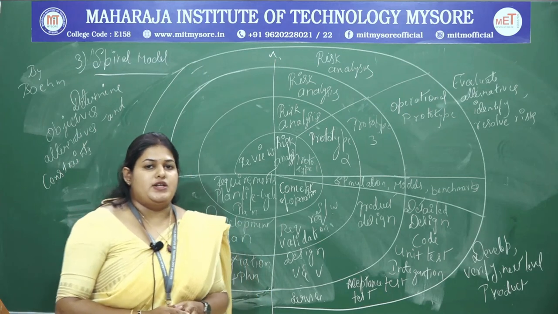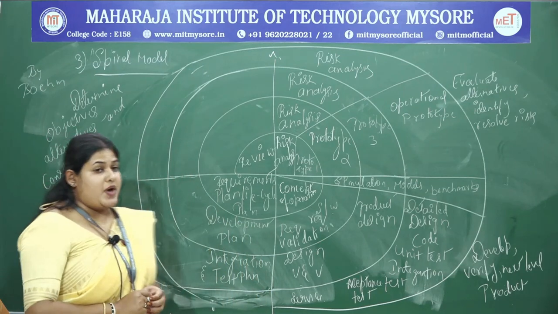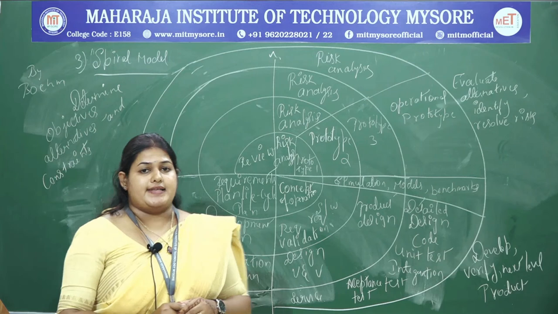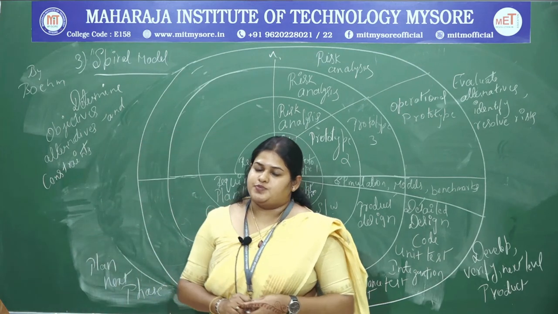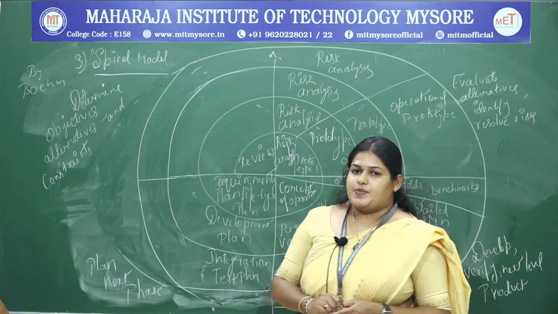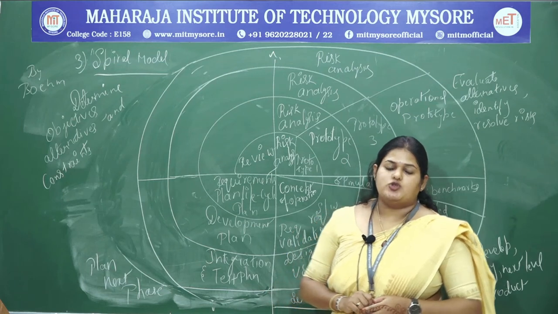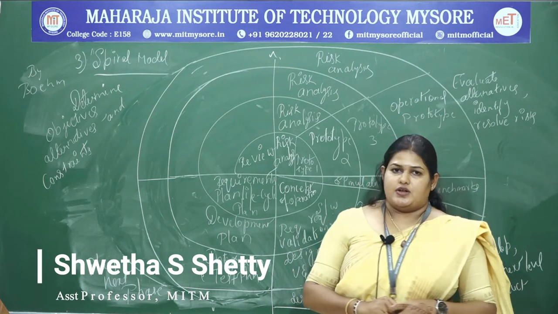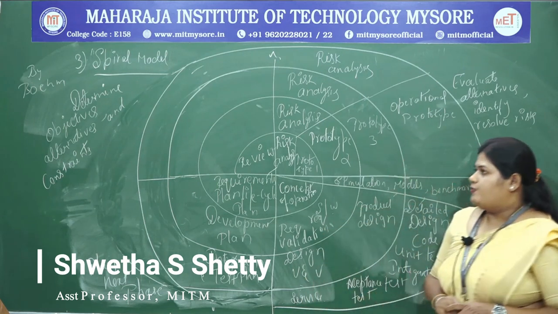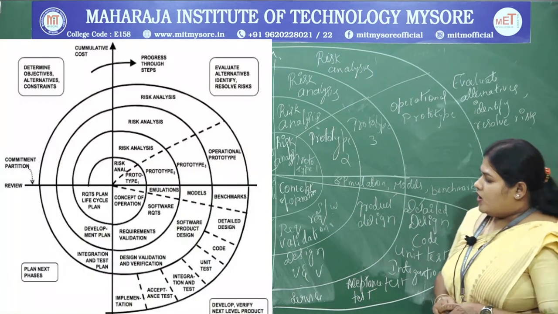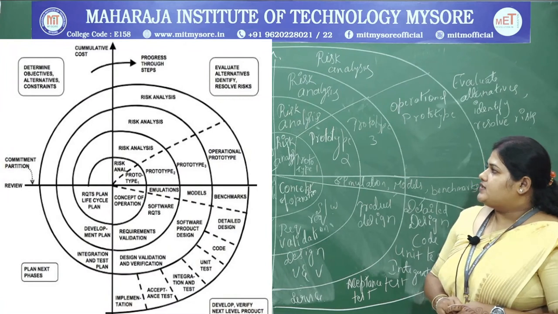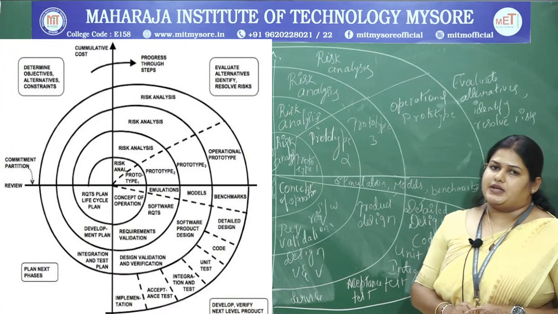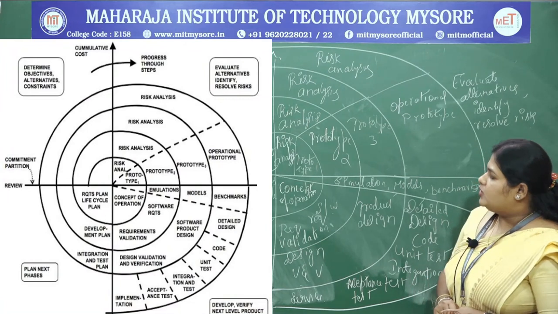So, the next model is the third model, that is the spiral model, which is called Boehm's model. So, what is there in the spiral model rather than the two models, that is the waterfall model and the incremental model? By looking at the figure, you can observe all the phases we are going to deal with are in the form of a spiral or in the form of loops.